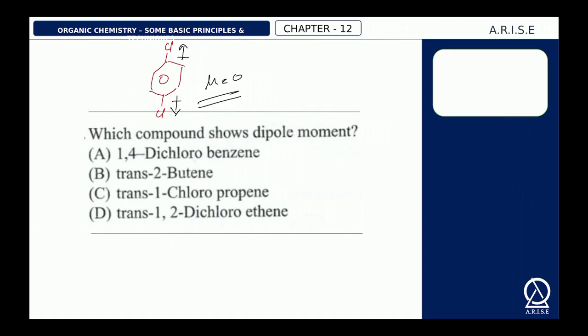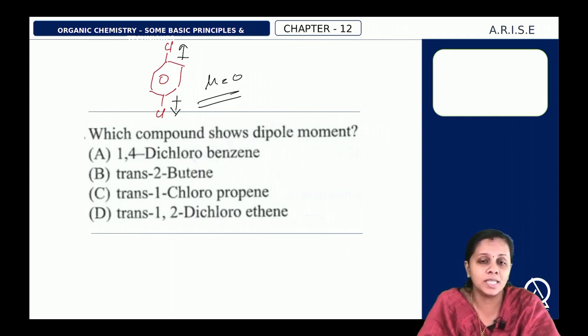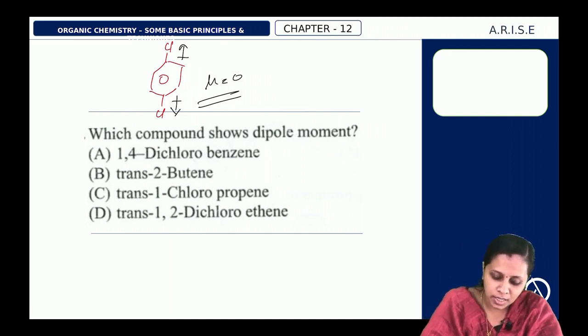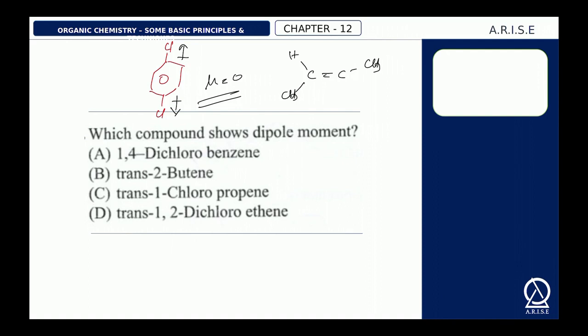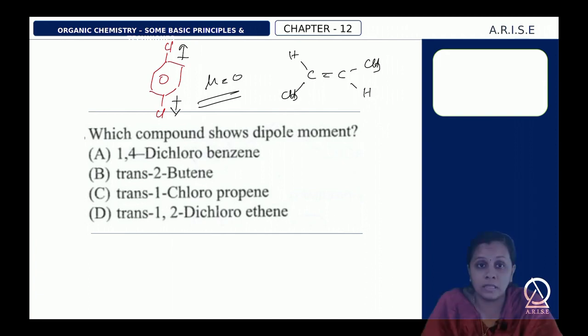Then trans-2-butene. We already discussed this when we discussed geometrical isomers, that is cis and trans isomers. Trans isomers do not have a dipole moment because the dipole moments are cancelled out. Here let us consider trans-2-butene. C double bond C, CH3, H, CH3, H. So here the dipole moment gets cancelled out because they are diagonal to each other.